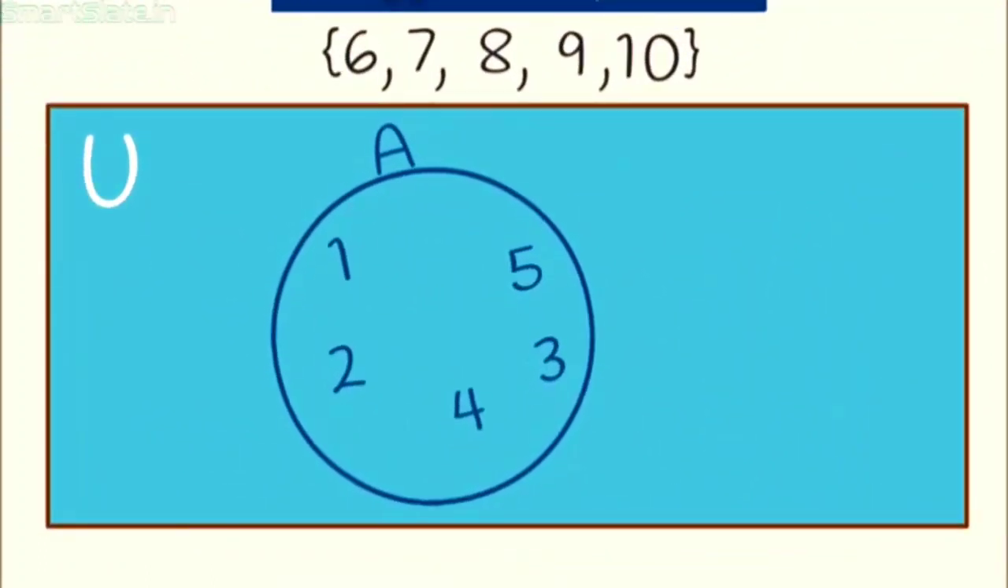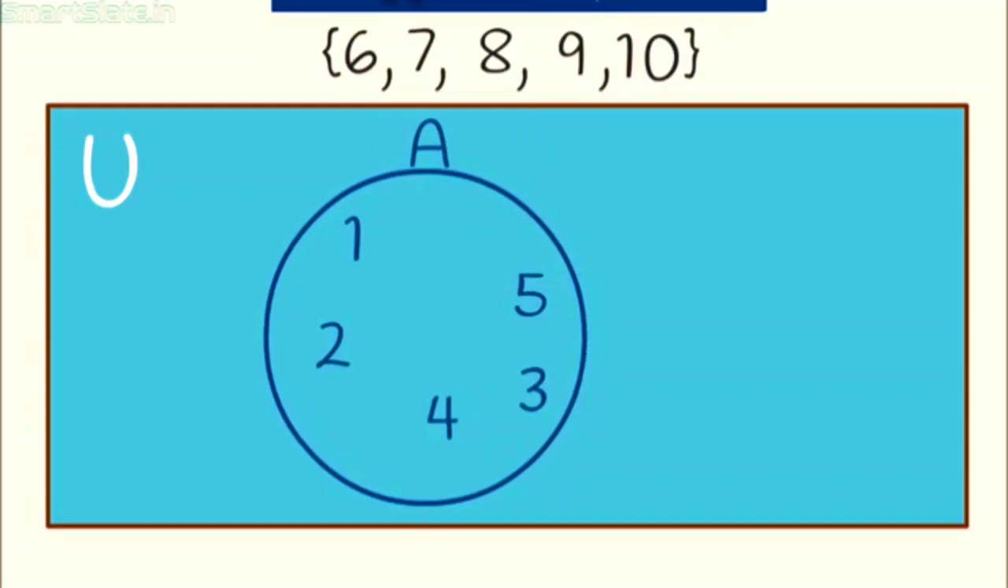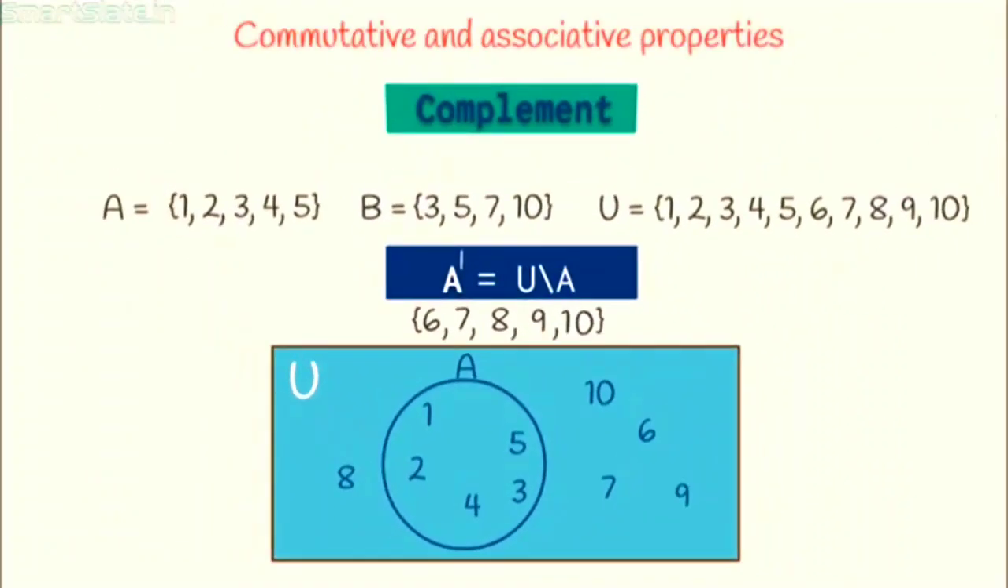In the diagrammatic representation, here set A contains 1, 2, 3, 4, 5. The elements other than A, which are 6, 7, 8, 9, 10, are in the universal set. So this is the complement.